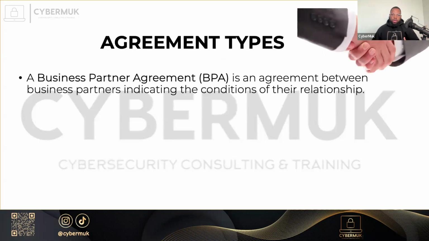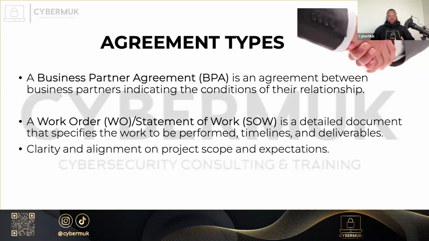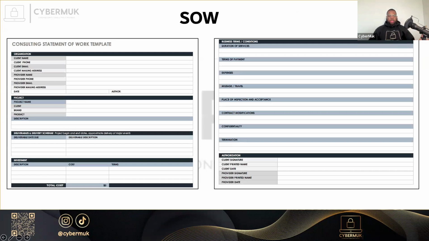A business partner agreement, BPA, is an agreement between business partners indicating the conditions of their relationship. And a work order or a statement of work is like a detailed document that specifies the work to be performed, the timelines, and the deliverables, giving clarity and alignment on project scope and expectations. So you have business partner agreements between business partners. These are the partners A and B. These are the place of business, terms, the partnership name, and all the details required. Statement of work, this is what it would look like. What is the template, deliverable date, cost, terms, and more.